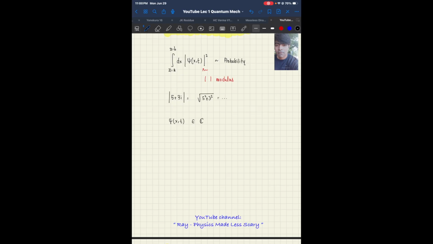So you solve the Schrodinger equation to find this psi. You take its mod square and you integrate. That gives you the probability of that event happening. In this case, it gives you the probability of the particle lying between x equal to a and x equal to b, for example. Just as an example.